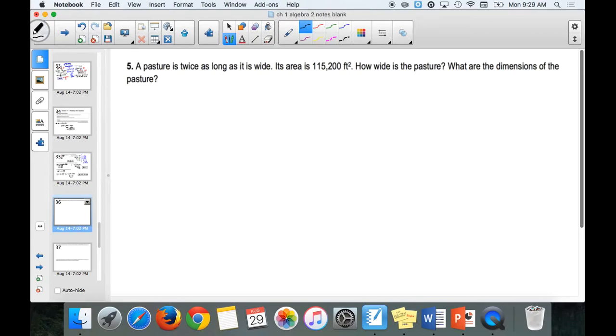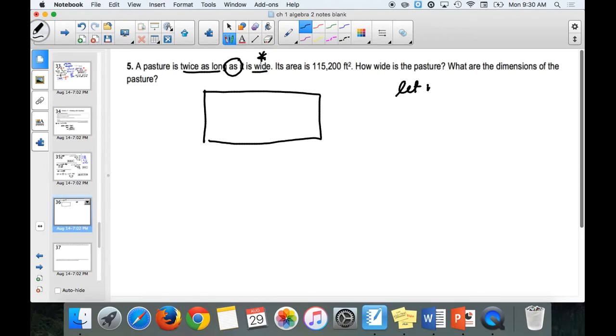All right, so here's another one. A pasture is twice as long as it is wide. Its area is a total of 115,200 square feet. So how wide is the pasture? What are the dimensions of the pasture? When I say twice as long as it is wide, the wide is what I'm going to let my variable be. Whenever I say twice as long as something else, make the as part the variable. So we're letting w equal the width, because that means 2w is equal to our length. So we're going to have 2w and w.